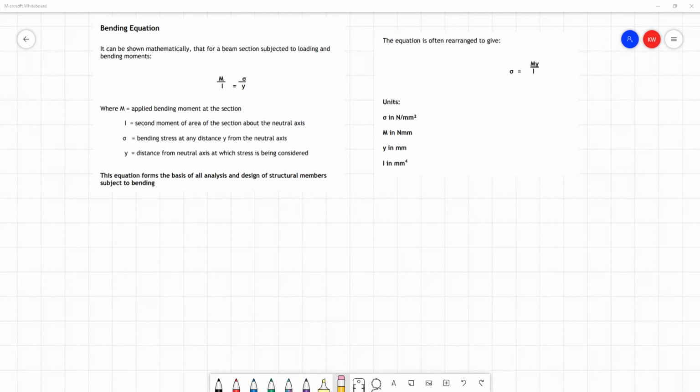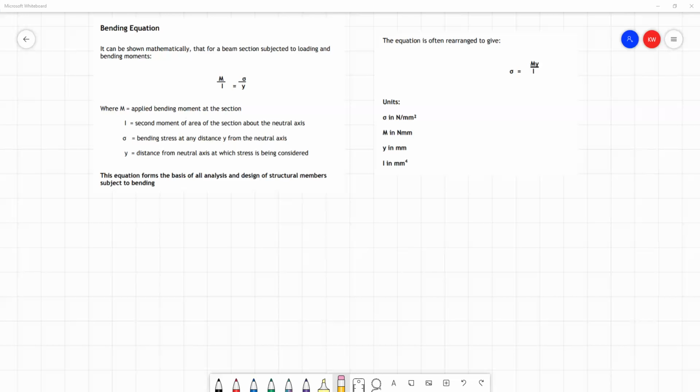We've got M over I is equal to sigma over y. This funny shape is called sigma, it's a lowercase Greek letter. I'll introduce what these terms are and what their units are before we get into the example. So M we've encountered already in learning outcome 1. This is the applied bending moment at the section, usually referred to as the maximum bending moment at the section. And in the example we're about to do, you'll see why that's particularly relevant.